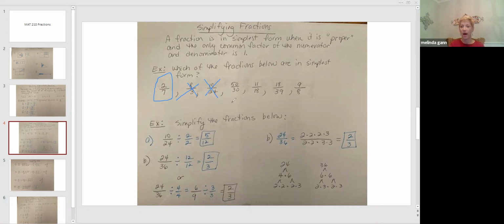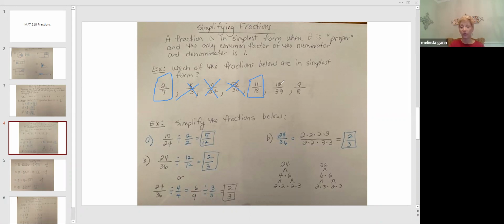Ooh, it's got a bunch of problems. First of all, the numerator is bigger than the denominator, so that's not good. And 10 is a common factor. So that's not in simplest form. What about 11/18? Well, the only common factor they have is 1, and the numerator is smaller than the denominator, so that one's in simplest form.